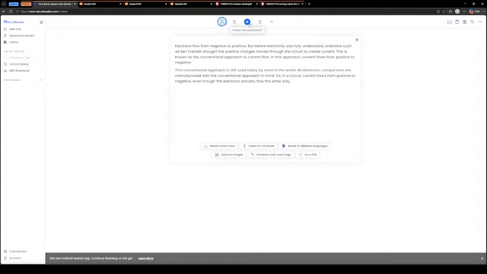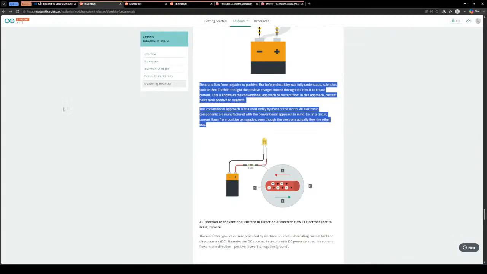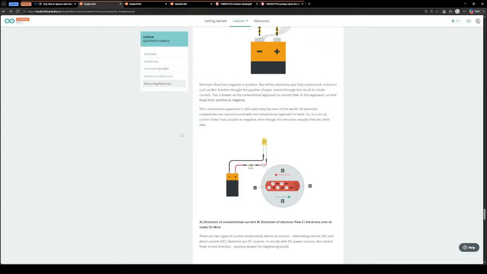That makes sense. Electrons flow from negative to positive. But before electricity was fully understood, scientists such as Ben Franklin thought the positive charges moved through the circuit to create current. This is known as the conventional approach to current flow. In this approach, current flows from positive to negative. This conventional approach is still used today by most of the world. All electronic components are manufactured with the conventional approach in mind. So, in a circuit, current flows from positive to negative, even though the electrons actually flow the other way.